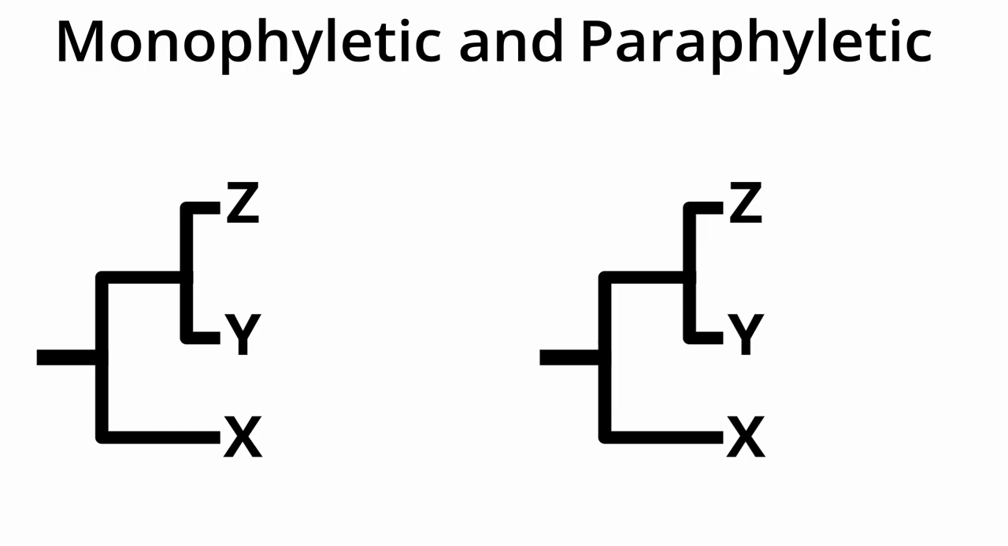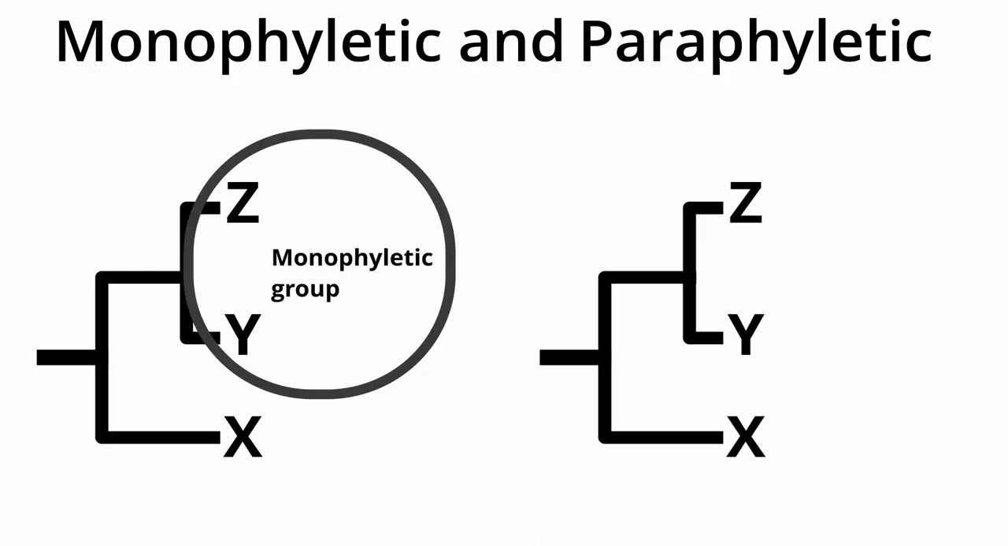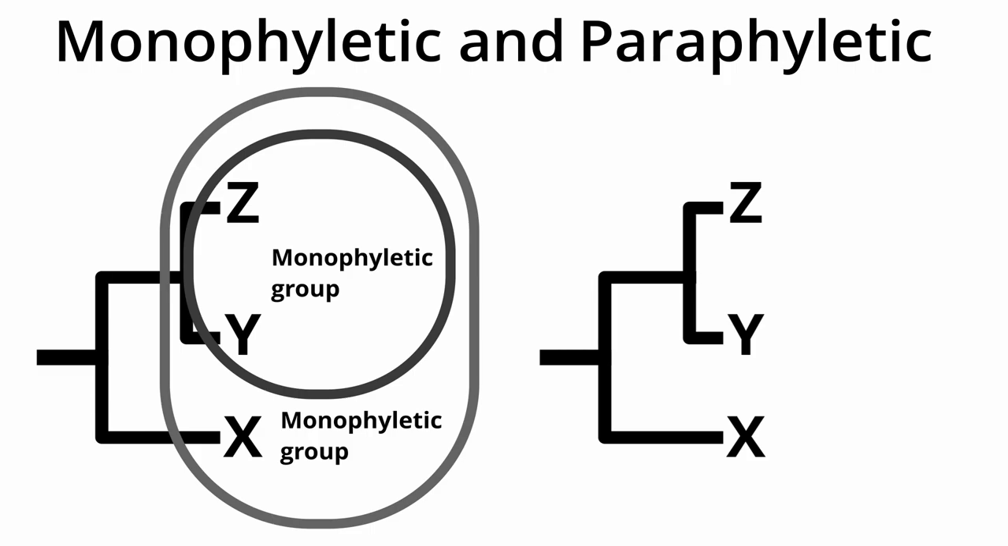So in this phylogenetic tree, X, Y, Z are some kind of species or group, whatever. If you recognize Y and Z as the same group, this will be a monophyletic group. And X, Y, Z, if you recognize they are the same group, they are recognized as a monophyletic group, because they share a common ancestor. They are a kind of group, and this grouping is really natural.